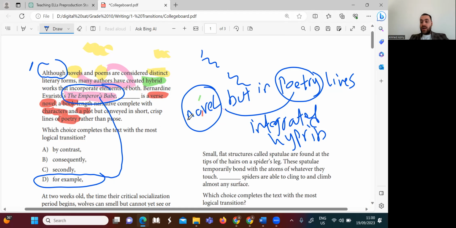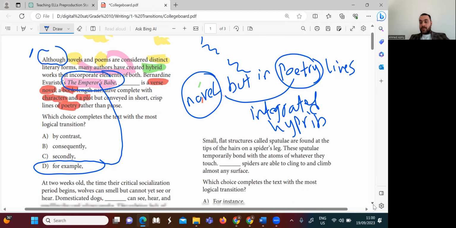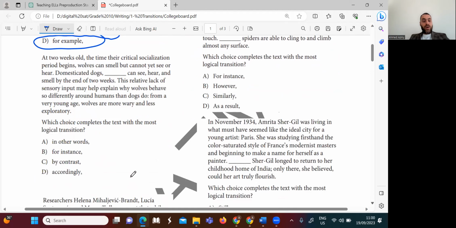Let's move to the next example. Okay, look at the transitions. "In other words," we are restating. "For instance" is like "for example," an example. "By contrast" is a contrast relationship. "Accordingly" is cause and effect. Let's move on.